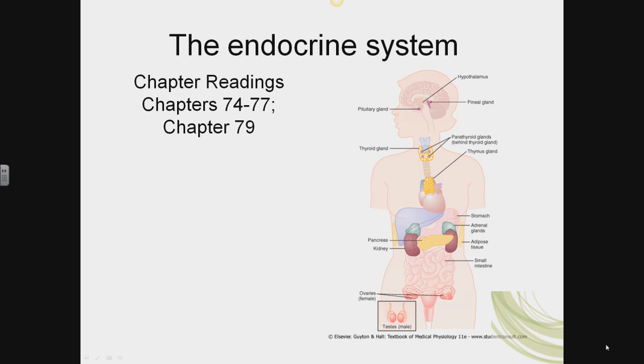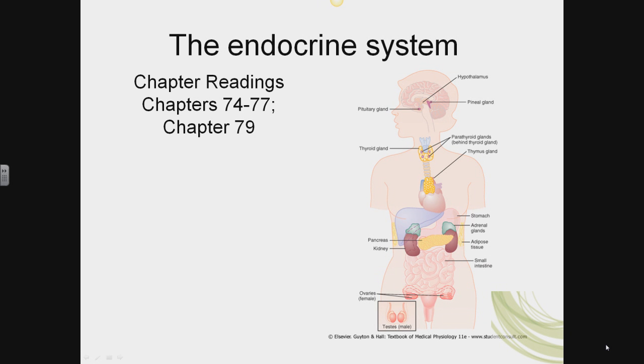It's weird to think that everything that's shown here on this picture is an endocrine gland. That's right, everything. Even the adipose tissue that you see here, even the stomach, even the kidney. I'm going to lecture on many of the glands that you see in this picture.